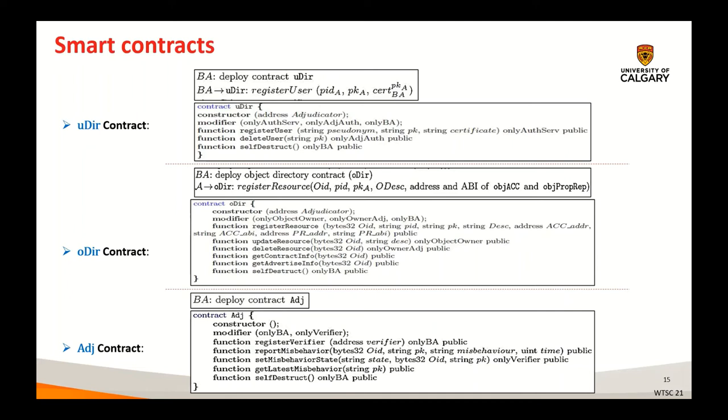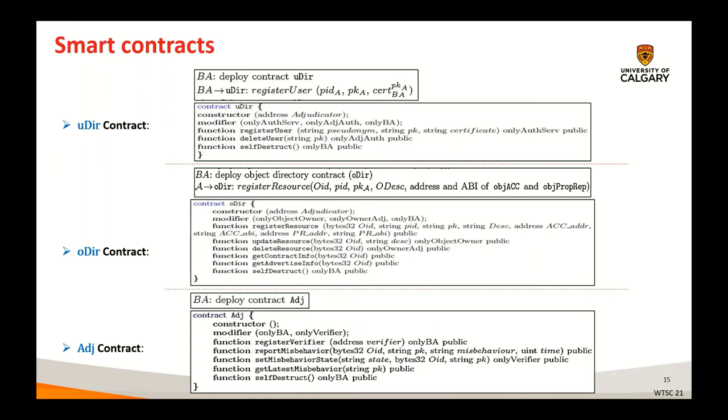For the user directory contract, the blockchain authority calls the register user function of this contract to store the pseudonym and public key of each registered user, together with a certificate which corresponds to the user's public key. The blockchain authority can also delete a user's information by calling the delete user function of this contract.